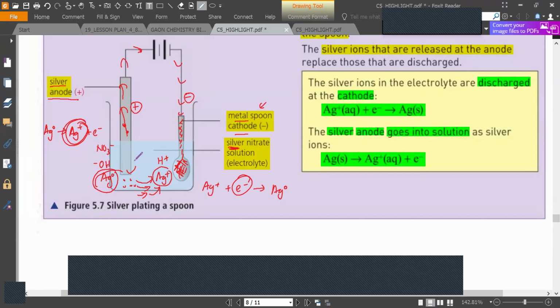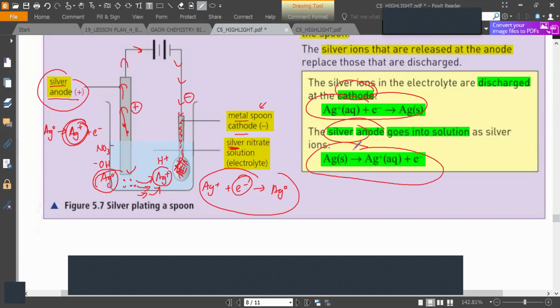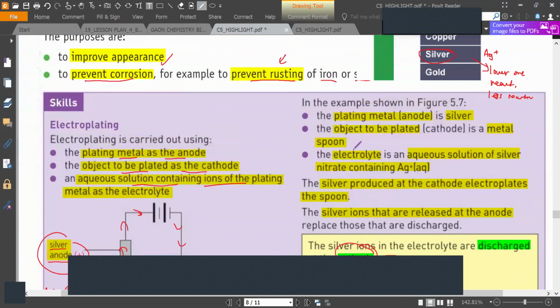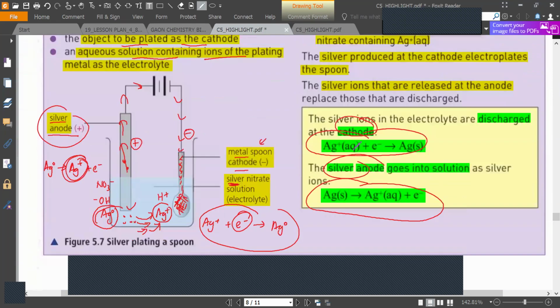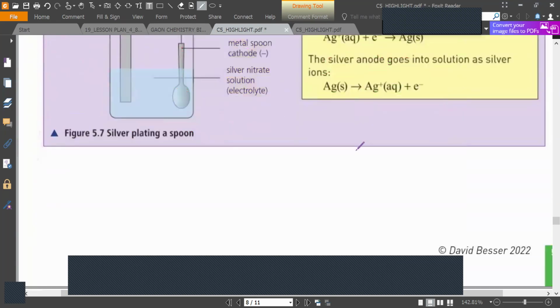It depends how thick we want the plating, so we leave it there for different amounts of time. At the cathode, silver ion turns to silver metal. At the anode, silver metal turns to silver ion. So this is how we set up the electroplating.